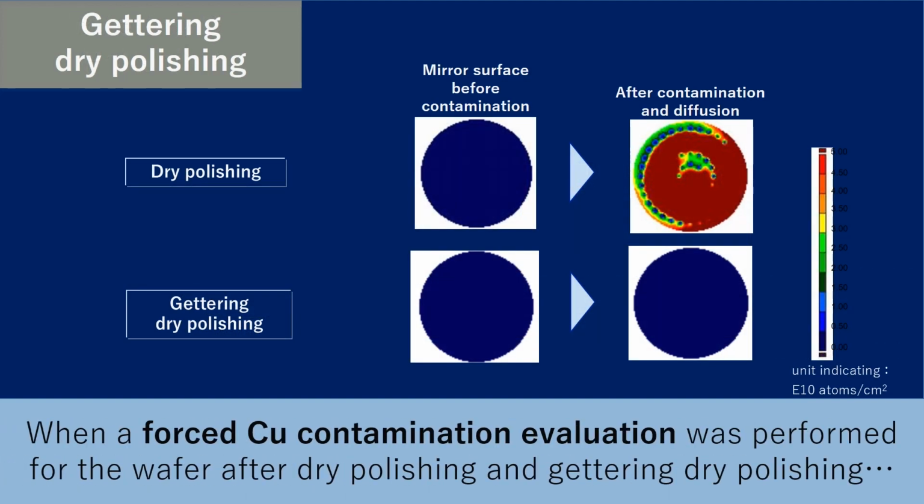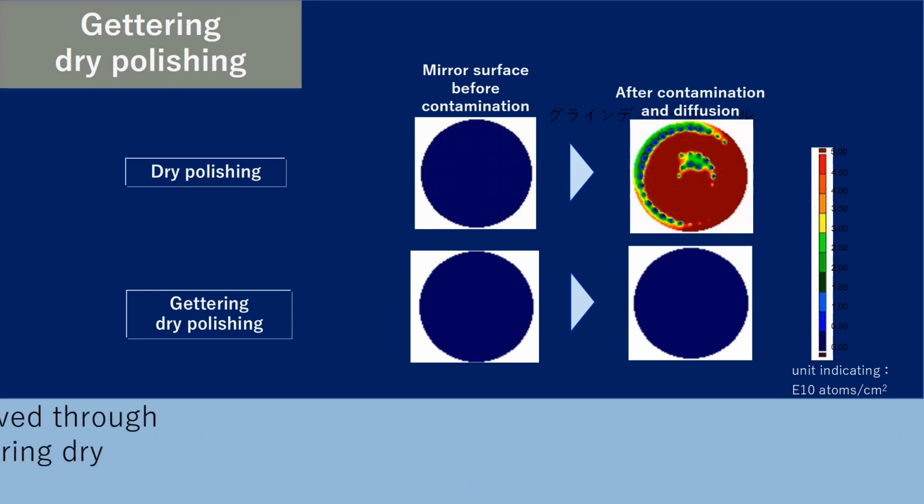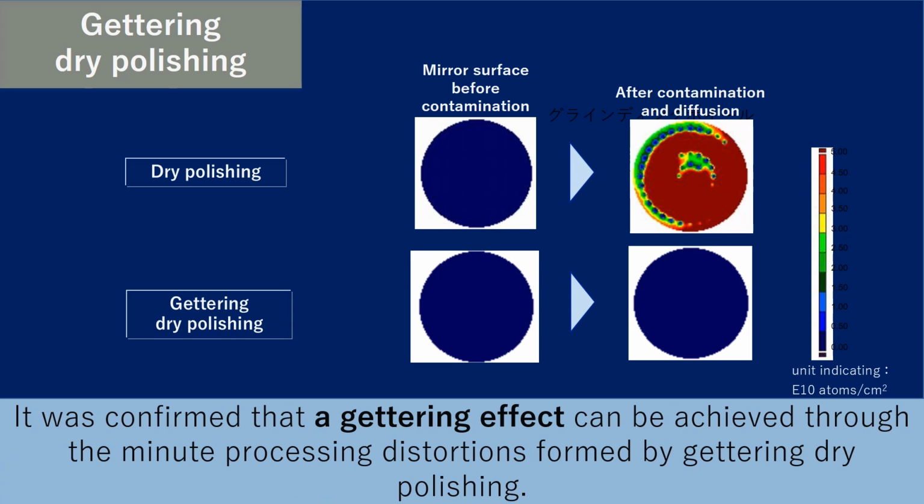When a forced copper contamination evaluation was performed for the wafer after dry polishing and Gettering dry polishing, it was confirmed that a Gettering effect can be achieved through the minute processing distortions formed by Gettering dry polishing.